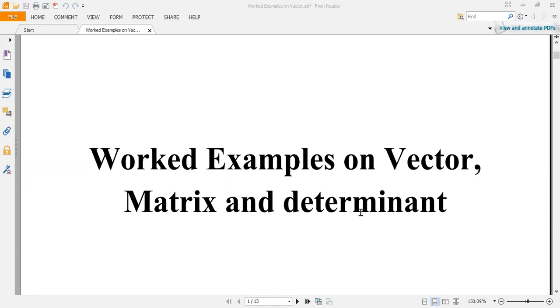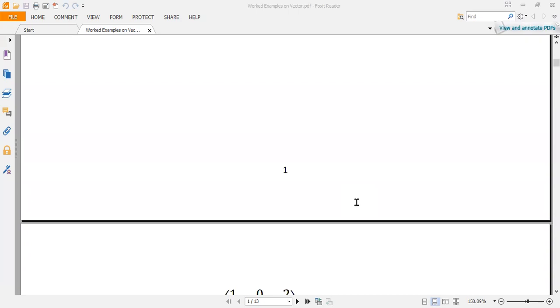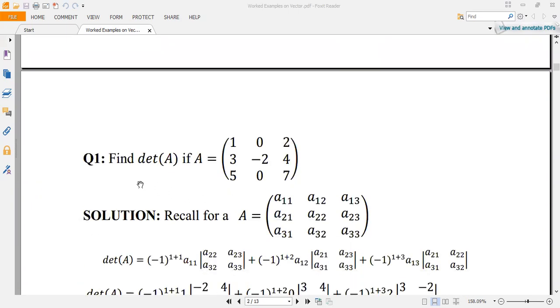Today we will see vector, matrix and determinant worked examples. We will see how to cover the contents of vectors, matrices and determinants with an example. So let's start with the first example. Find the determinant of A, which is equal to [1, 3, 5; 0, -2, 0; 2, 4, 7]. So it's just a matrix.